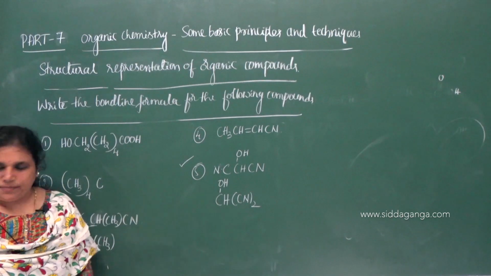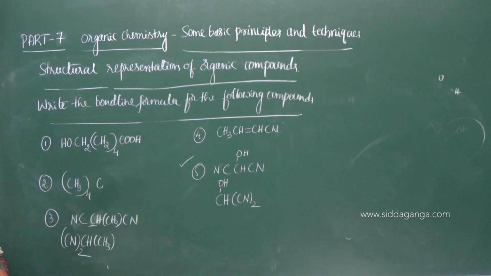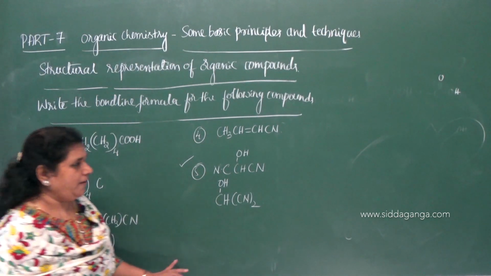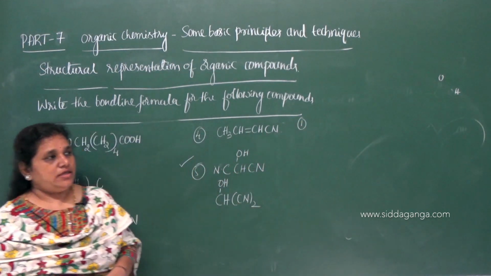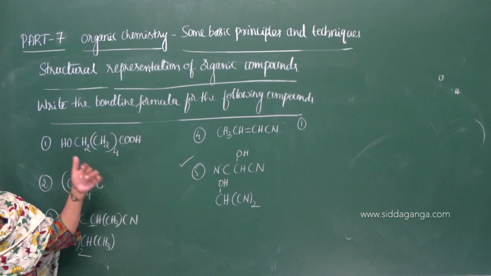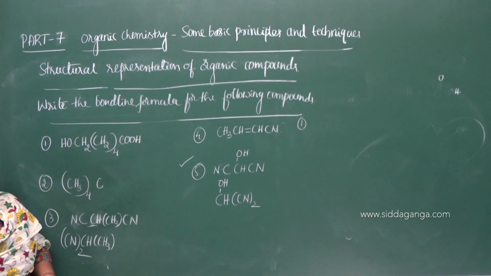Okay, now represent these compounds in a bond line formula. So the first compound, CHO CH2 CH2 4 times COOH.